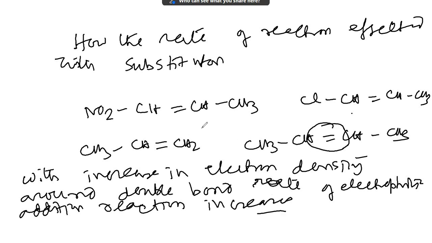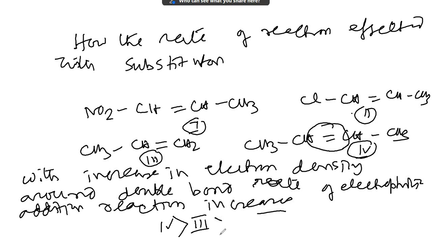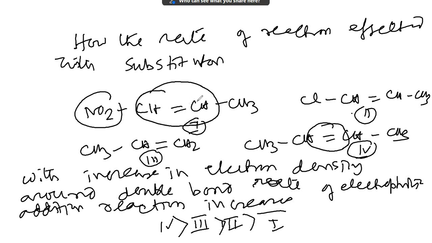Hence, in this case, suppose if I mark it as 1, 2, 3, 4. Due to the presence of 2 alkyl groups, electron density is maximum in 4. So the electrophilic addition reaction will be maximum for 4, followed by 3, followed by 2, followed by 1. Because NO2 is more electron attracting compared to Cl. So in this case, electron density around the carbon-carbon double bond is minimum. Hence, the rate of electrophilic addition reaction is also slowest in this case.